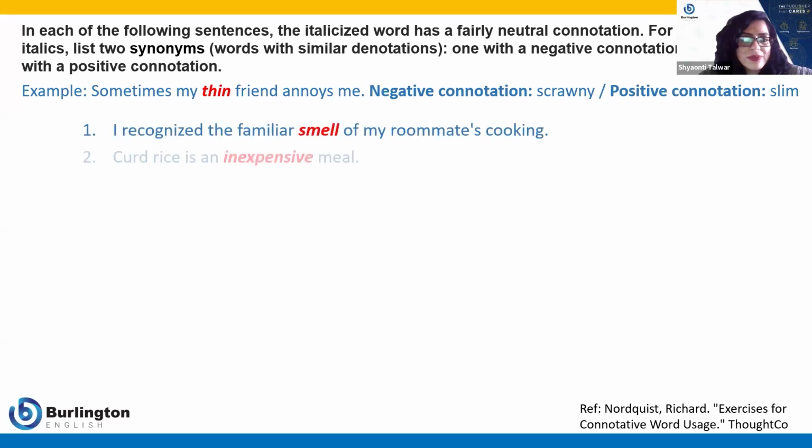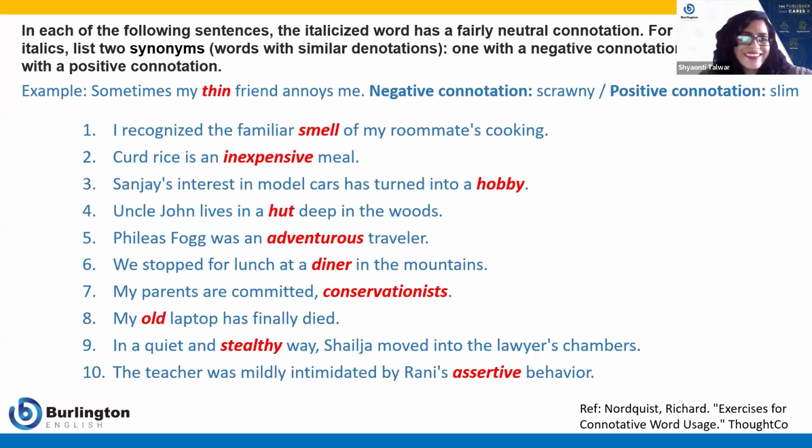So this is a very good exercise where, see, here, the word in italics is a fairly neutral connotation. So you can ask your students that for each word, they have to come up with two synonyms, one which has a positive connotation and one which has a negative connotation. So there's an example. Sometimes my thin friend annoys me. So negative would be scrawny and positive would be slim, right? And similarly, doing all the others.